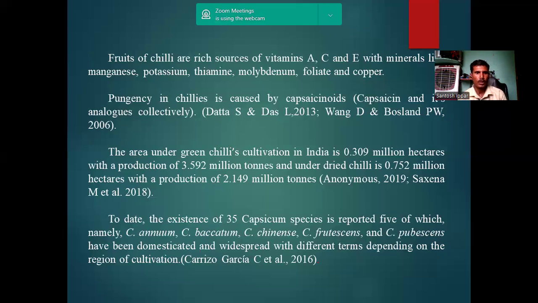This means that if Capsicum annuum is cultivated in Maharashtra, there is no need to cultivate Capsicum annuum in other states like Andhra Pradesh. In Andhra Pradesh, there might be cultivation of Capsicum frutescens or Capsicum pubescens, depending upon the different environmental conditions.